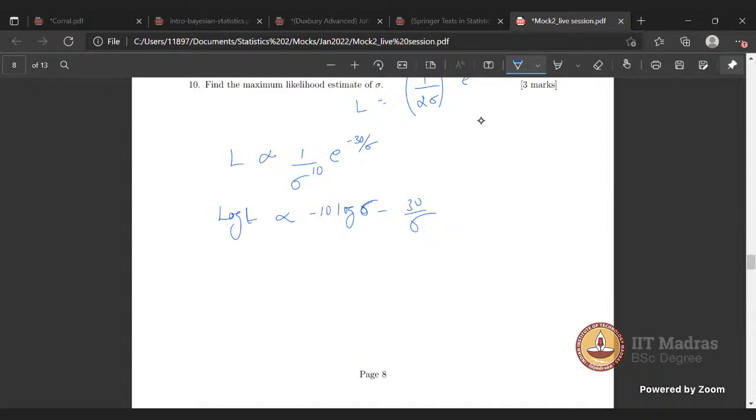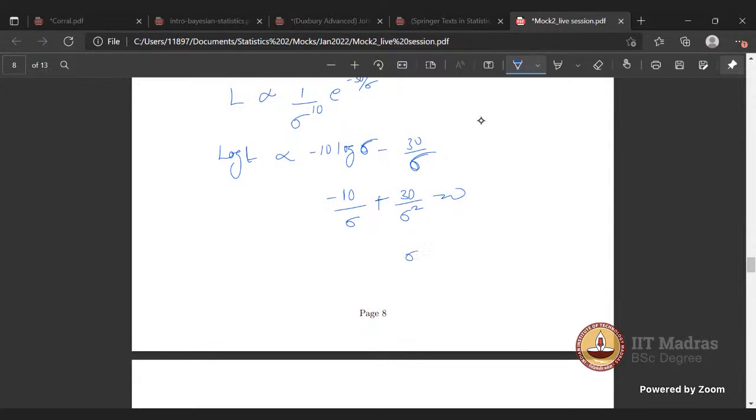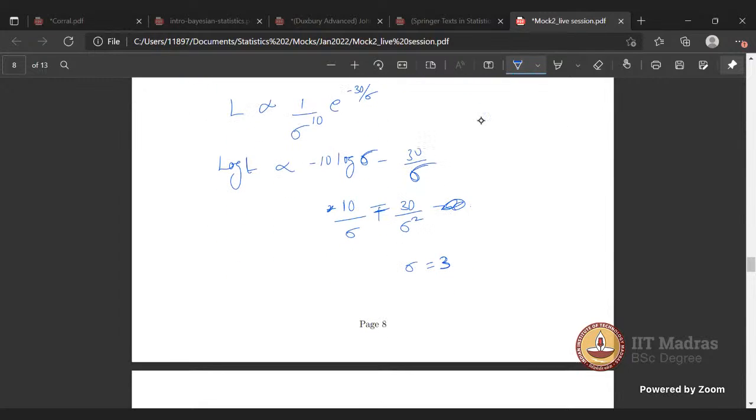Now we have to differentiate this log likelihood function with respect to sigma. If I do that, you are going to get minus 10 by sigma, since the derivative of log sigma is 1 by sigma, plus 30 upon sigma square. If I equate it to 0, you will get sigma to be just 3. So this is the answer. The maximum likelihood estimate for the parameter sigma is going to be 3.